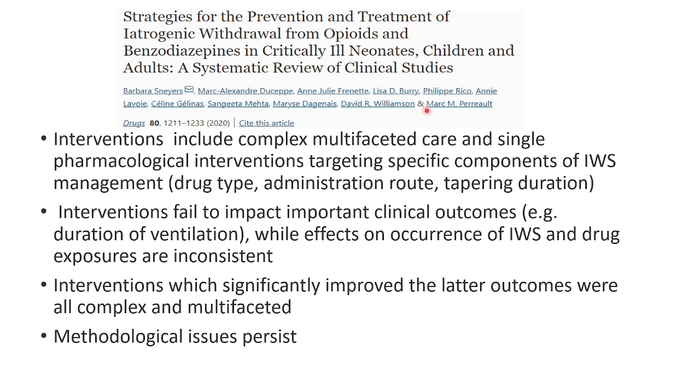So this was another study. They looked, in a broad perspective, at the strategies for prevention and treatment of IWS from opioids and benzodiazepines in neonates, children and adults. It was a systematic review. They looked at a lot of components: complex multifaceted care and single intervention therapeutic interventions targeting specific components of IWS management like drug type, administration, tapering durations. They found that these interventions as a whole failed to impact clinical outcomes like duration of ventilation, and the effect on the occurrence of IWS and drug exposure was inconsistent.